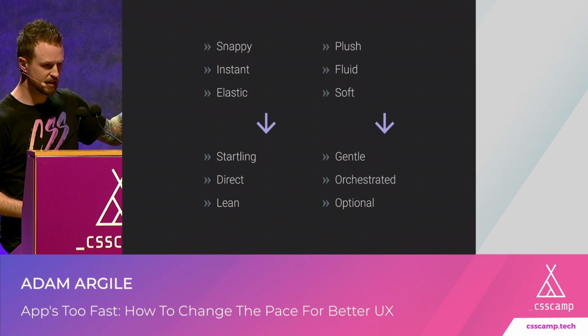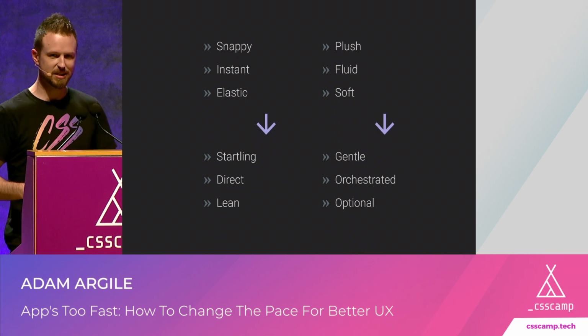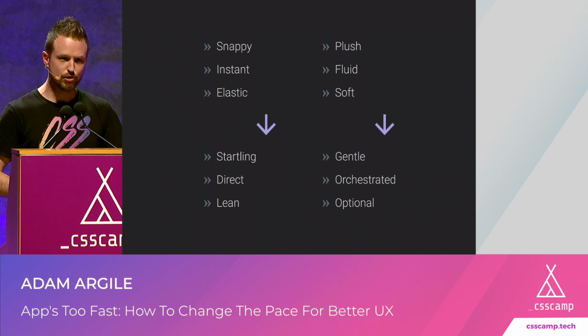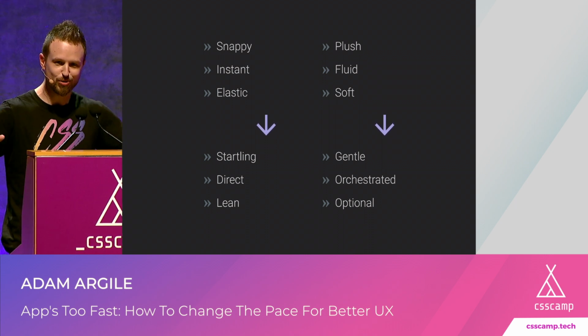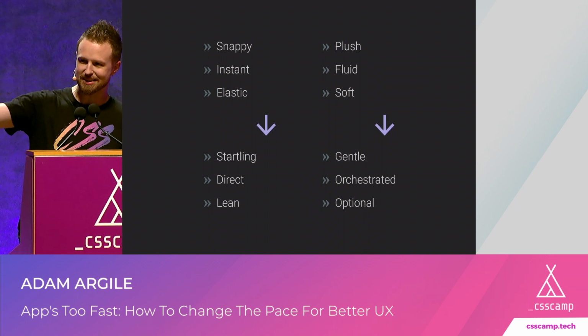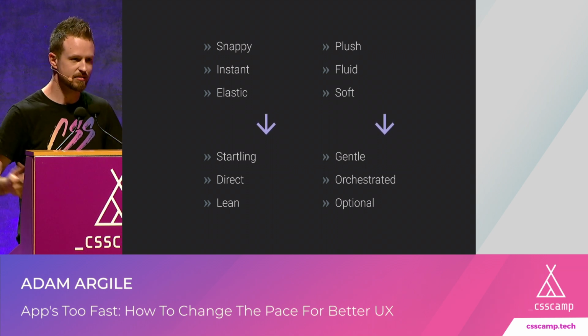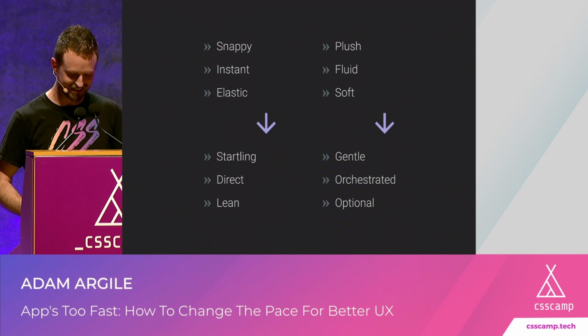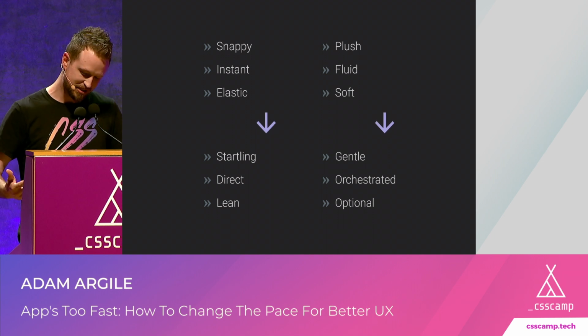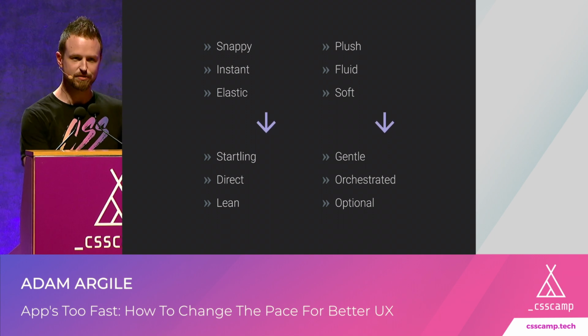And so, yeah, startling, direct, and lean. And that's because they're so fast and they're so unfamiliar to you. Nothing in your world right now operates that way. When you bought a ticket, it's not like it went right in your wallet. It just doesn't happen. Nothing in the real world operates in a startling, direct, lean way. I mean, sometimes. You can get robbed, I guess. Anyway, there's lots of exceptions, right?